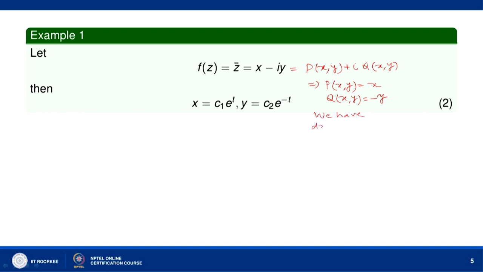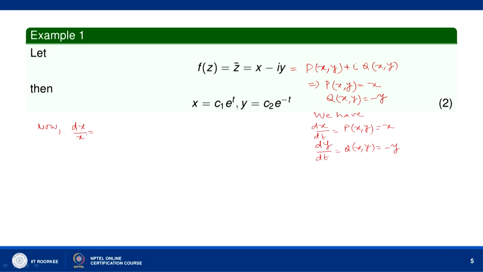Now, we know that dx/dt equal to p(x,y) and dy/dt equal to q(x,y). So, p(x,y) is x, so dx/dt equal to x, and dy/dt equal to q(x,y), which is minus y.